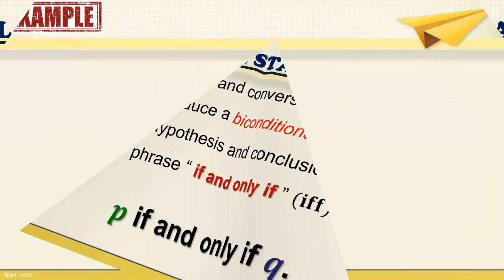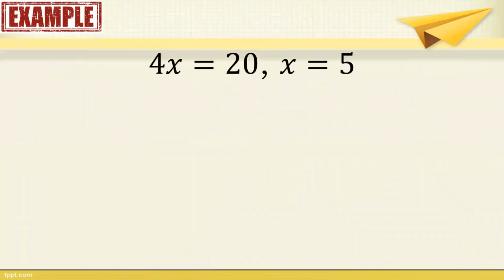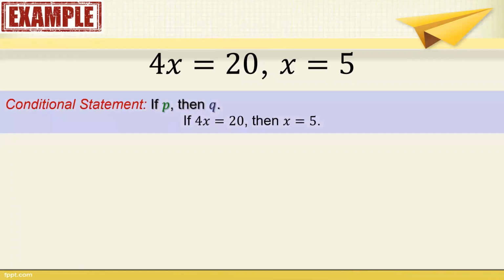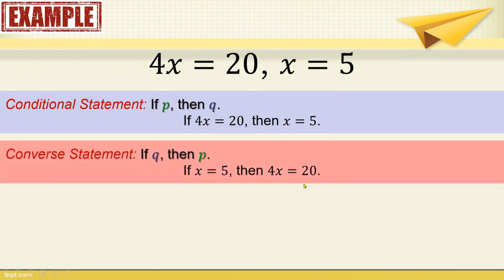So, let's have this example. I have here 4x equals 20, x equals 5. Kunin muna natin ang conditional statement niyan. Our conditional statement is if P then Q. Again, if 4x equals 20, then x equals 5. Okay. Ngayon, kunin naman natin ang converse. Pag converse, di ba, yan ay if Q, then P. So switch lang natin. So if x equals 5, then 4x equals 20.